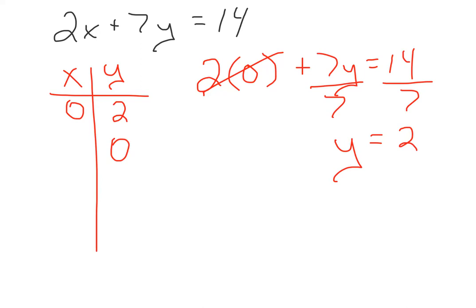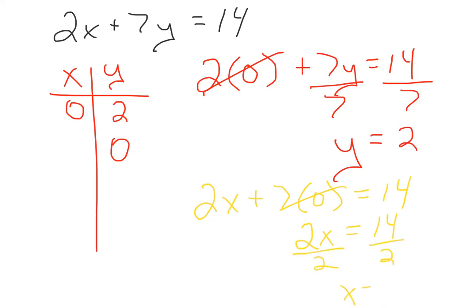All right, now I'm going to do the same by plugging in 0 for y and solving for x. Well, 7 times 0 is 0, which takes that term out, leaving you 2x = 14. Divide by 2, x equals 7. There is where your mistake was. You may have plugged in the 0 for the x, but you solved for y and you put it down as the x value.